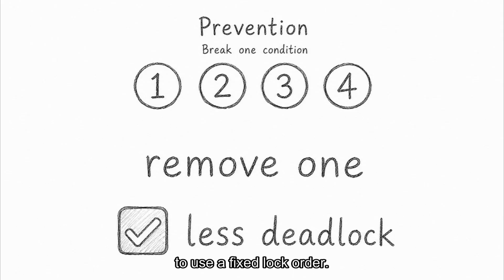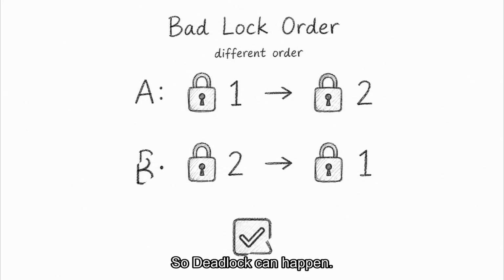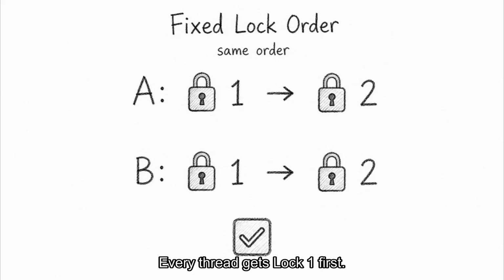One simple way is to use a fixed lock order. For example, if a program needs lock 1 and lock 2, every thread should get them in the same order. A bad example is like this. Thread A gets lock 1 first and waits for lock 2. Thread B gets lock 2 first and waits for lock 1. So deadlock can happen. A better one is like this. Every thread gets lock 1 first and then lock 2. If every thread follows the same order, circular wait becomes less likely.